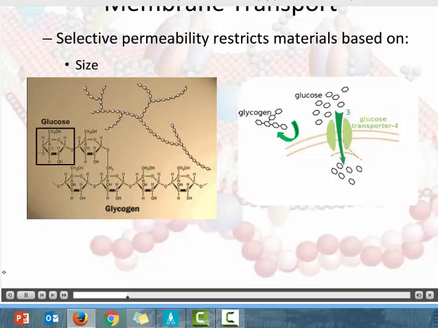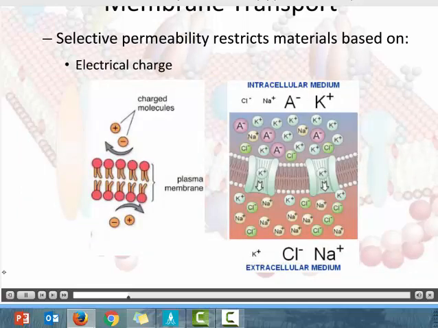We can also restrict movement based on electrical charge. The inside of our cell is going to have a more negative charge than the outside of our cell. So negatives repel negatives. So it may be more difficult for a negative ion, called an anion, to pass into the cell than it would be for a cation, a positive ion, to pass into the cell.